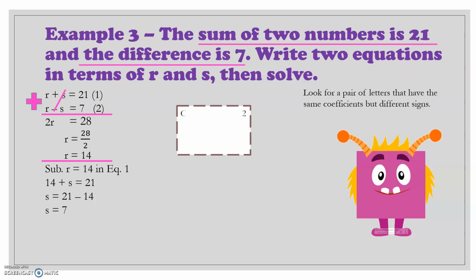Now I'm going to go ahead and check. So I'm going to check using equation 2. r minus s is equal to 7. So 14 minus 7 is equal to 7. 7 is equal to 7.